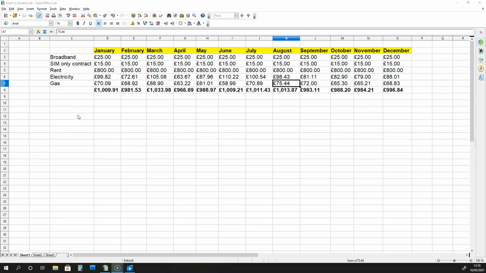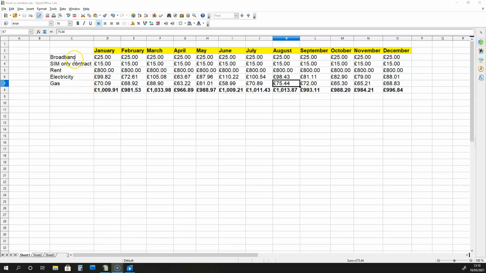A fixed expense is an expense that does not change over time. So in a business, you could have broadband, SIM-only contract, and rent expenses. And these three things might not change over time. So they would be considered as fixed expenses.